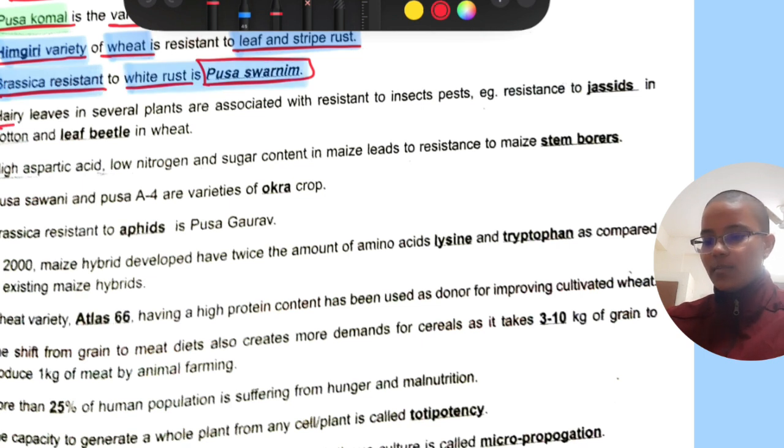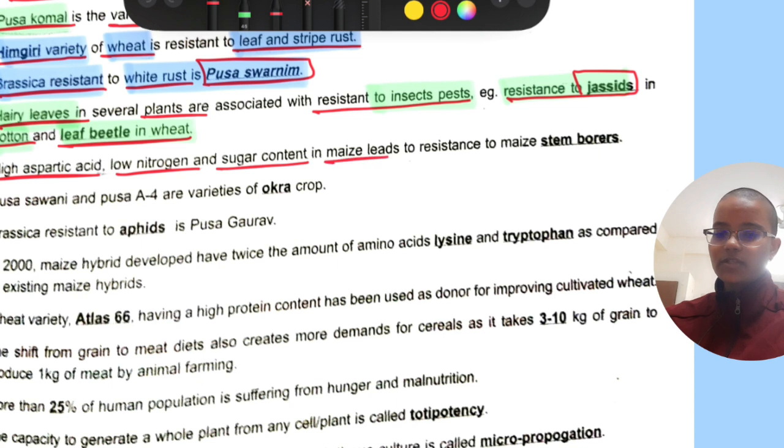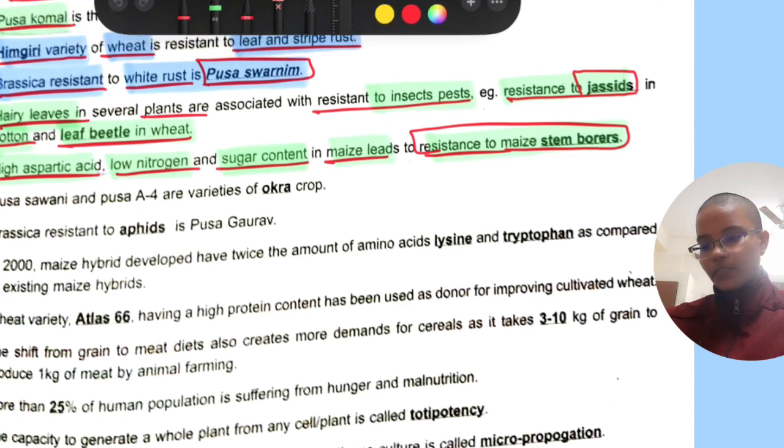Hairy leaves in several plants are associated with resistance to insect pests: resistance to jassids in cotton and cereal leaf beetle in wheat. High aspartic acid, low nitrogen and sugar content in maize leads to resistance to maize stem borers.